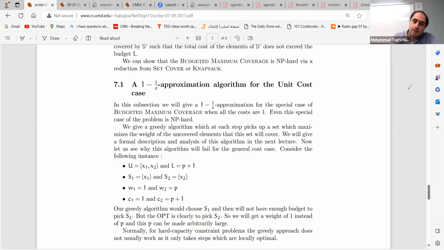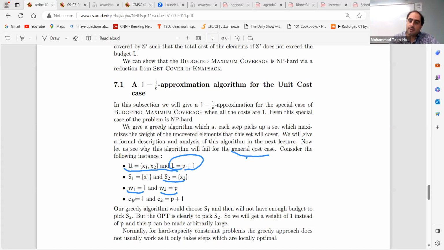Let's see an example. Consider this case, so this is for a general cost function. Consider this set U, which has x1 and x2. And say the total budget that we have, L, is P plus 1. What are the sets? The first set is x1, and the weight of that is 1. The second set is x2, and the weight of that is P.